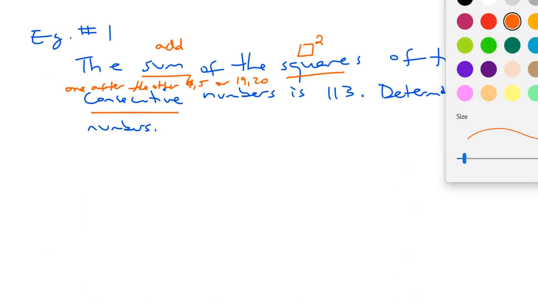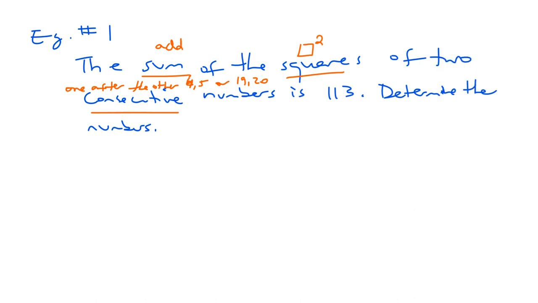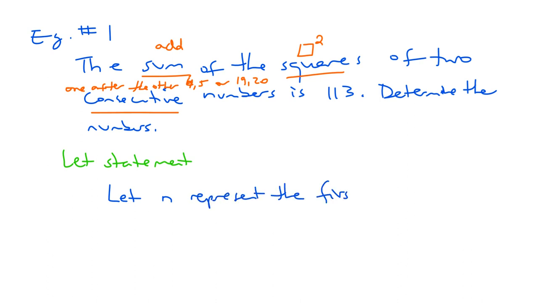Determine the numbers. So to solve this question, first of all, we need a variable. Even if I use x, it's fine, but I need a let statement, which introduces the variable. So it goes like this. Let me pick a variable to represent numbers. I'm going to pick n, not x. Let n represent the first number.